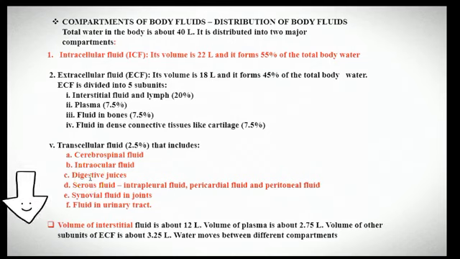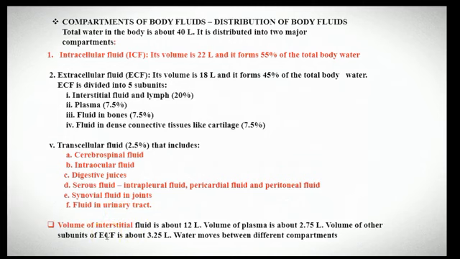Digestive juice. These are the fluid juices that we have. You have heard about saliva, gastric juice, pancreatic juice, intestinal juice. All these, they are what? Digestive juice. We have serous fluid, which are what? Intrapleural fluid, pericardial fluid, and peritoneal fluid. And then we have what? Synovial fluid, which is present in the joint. And then we have what? Fluid in what? Urinary tract.